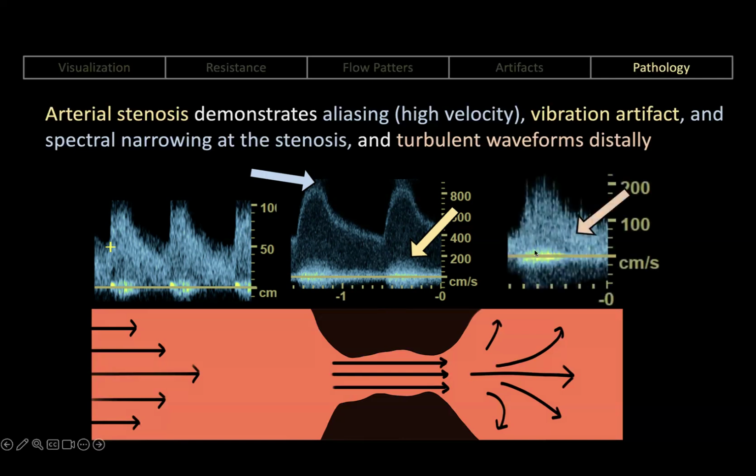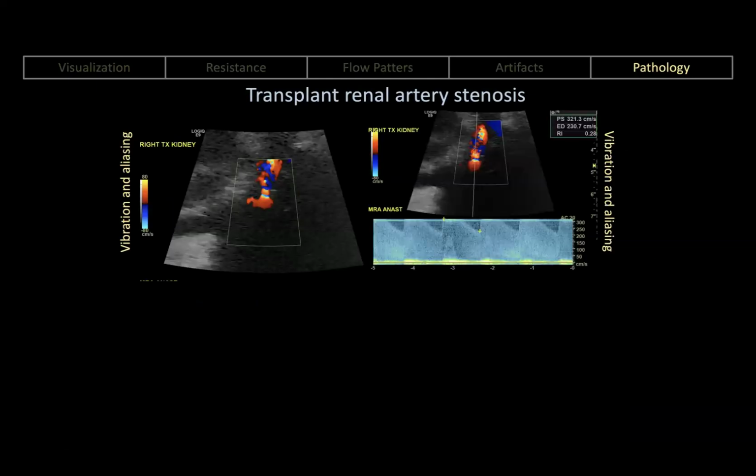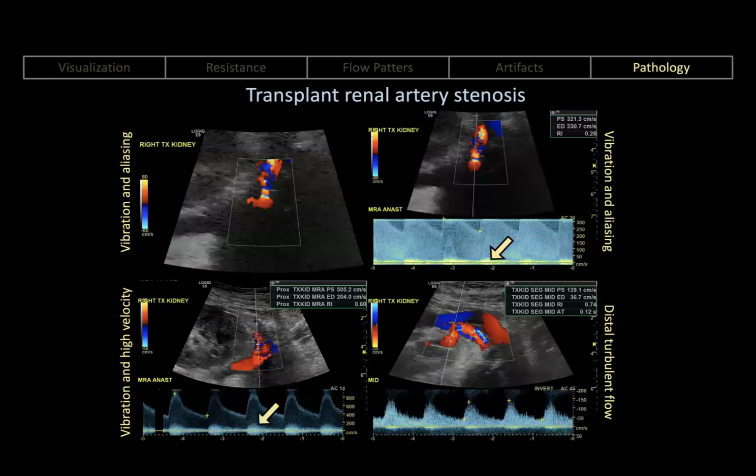Well, here we can see complete filling in of the spectral window, and so this is a turbulent waveform pattern. And so these are what you see in stenosis anywhere in the body. So let's look at a few examples. Here's a transplant renal artery stenosis. Let's look at these different images here. So we'll start with the top left.